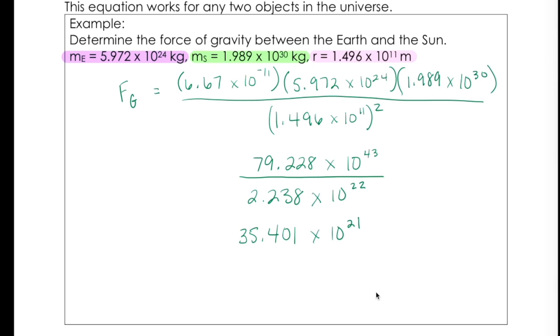Okay. Now this isn't in correct scientific notation, so I do need to move my decimal one place so that I have 3.5401 instead of 35, which is greater than 10. And so it's going to end up being 3.54, and I generally just round to two decimal places.